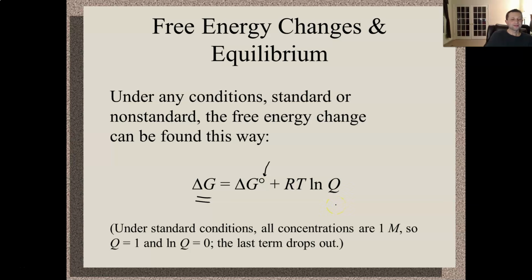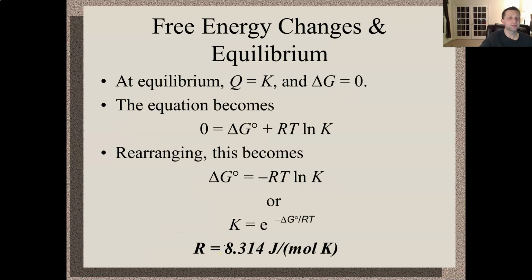All right. So under standard conditions, all concentrations are 1 molar. So Q would be equal to 1. Right, because Q is concentration of product over reactant, but if they're all 1 molar in standard conditions here, the Q term is going to be equal to 1, and the natural log of 1 is equal to 0. All right, so the last term drops out, and we end up with something else.